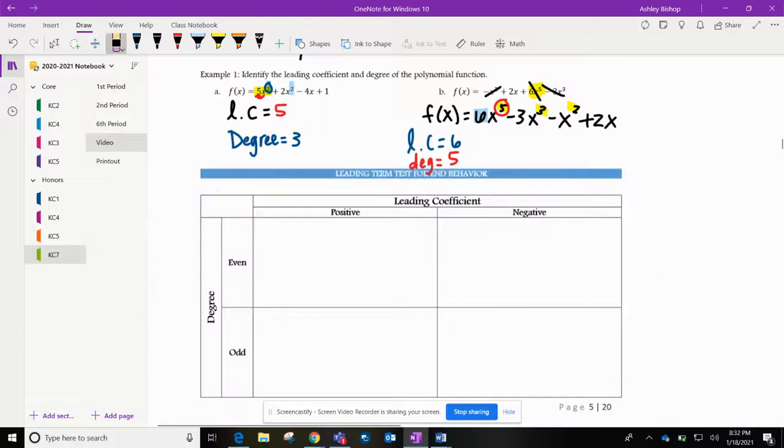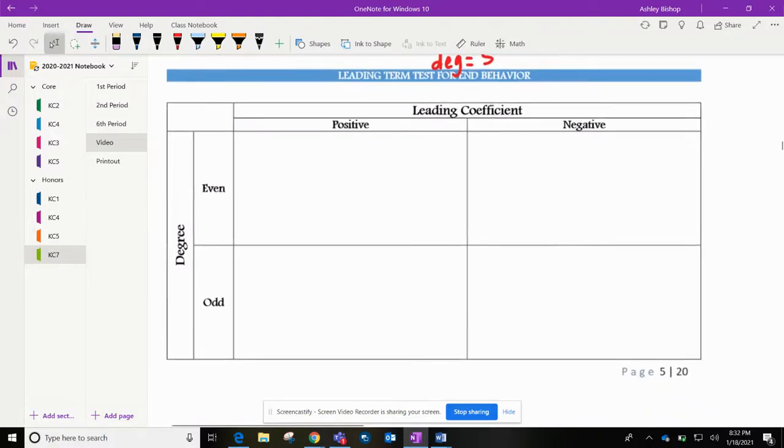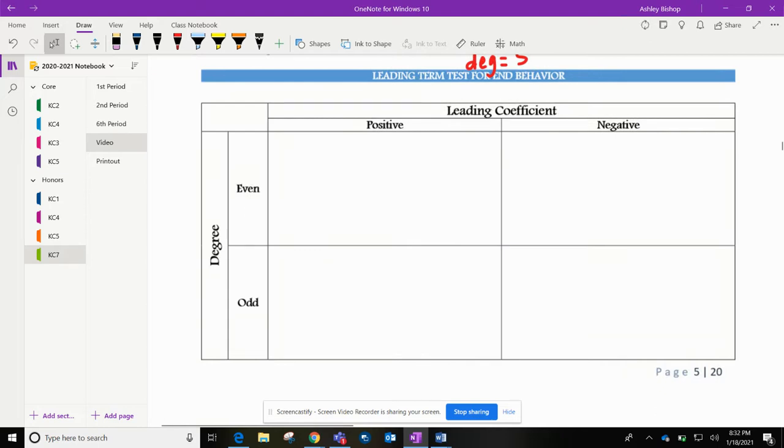Okay, so like I said, we're going to fill out this chart right here. And if you take any notes, make sure that it's this chart. We're going to be learning about something called end behavior. And the end behavior is really exactly what it sounds like. We're going to be describing the behavior of the ends of our graphs.